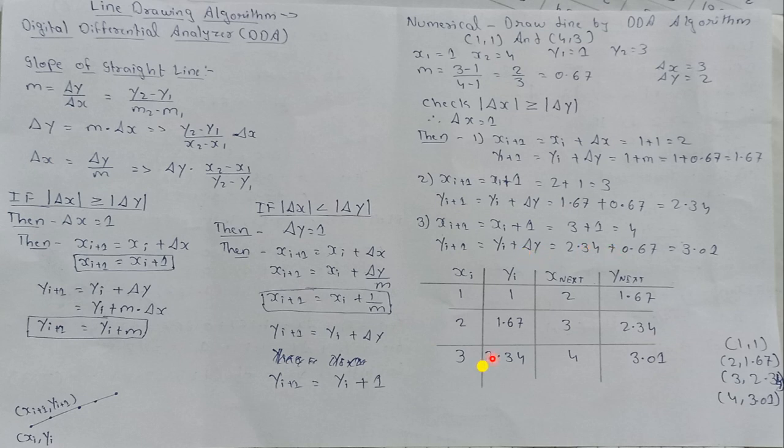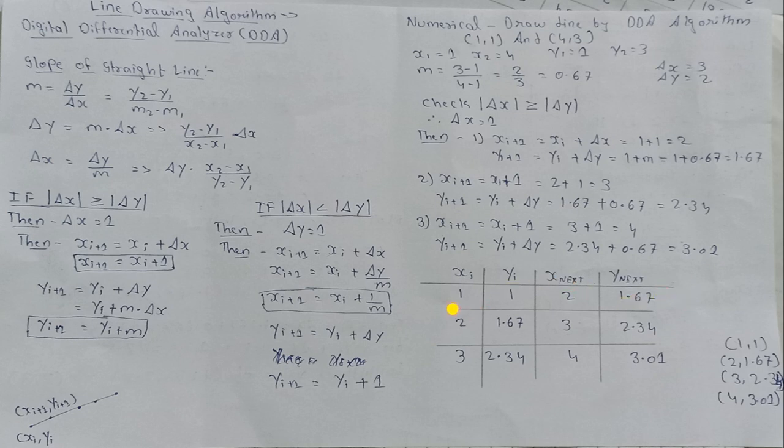So yi, whatever the value will be there, that I have written here, 2.34, plus delta y, which is not 1 but m, the slope value, 0.67. 2.34 plus 0.67 equals 3.01. So now we have to stop. Why do I have to stop?